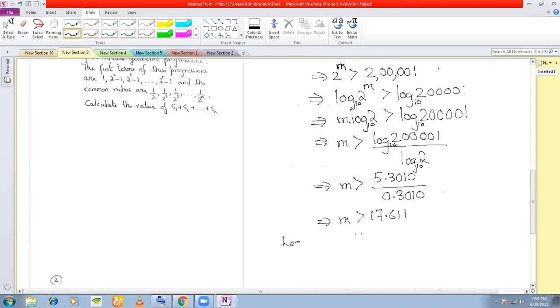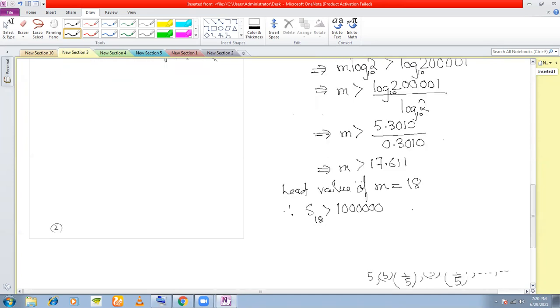So what should be the least value of m? If m is just greater than 17.611 and m is a positive integer, then what can it be? The first integer greater than 17.611 is 18, right? So that is your answer. S18 is just greater than 10 lakh, right? That's your answer.